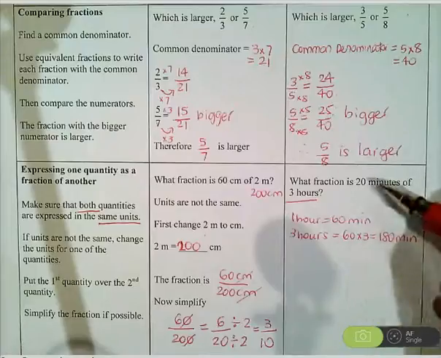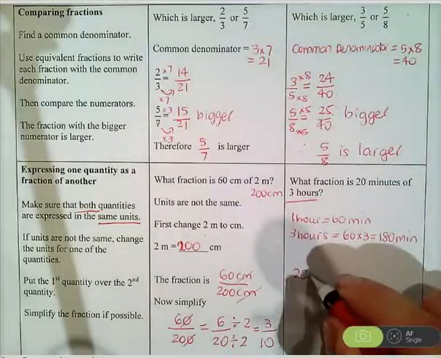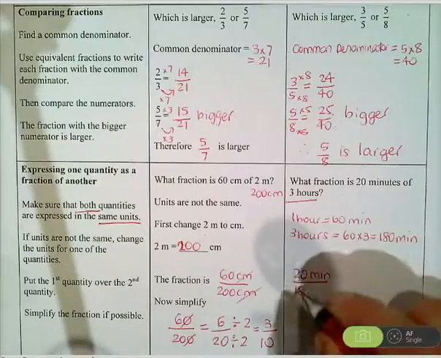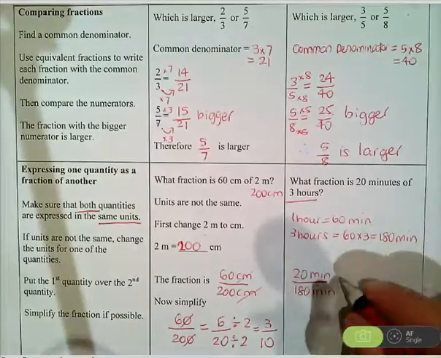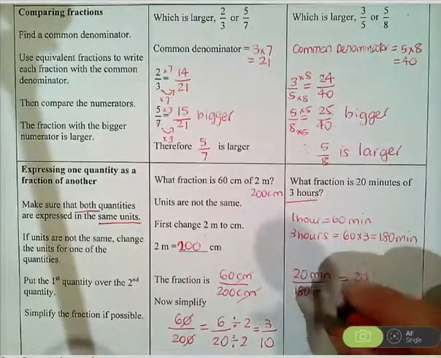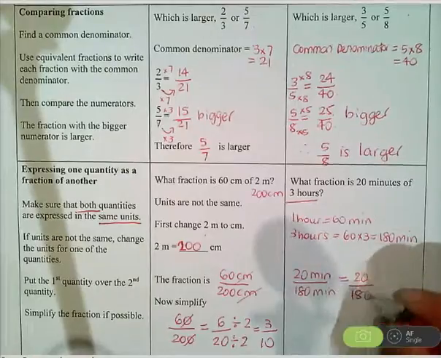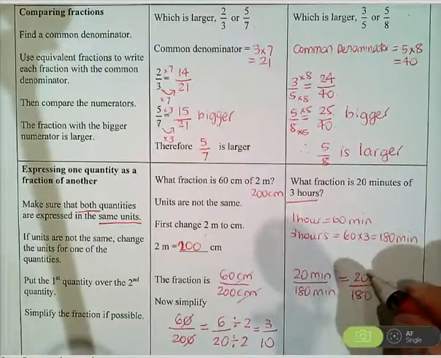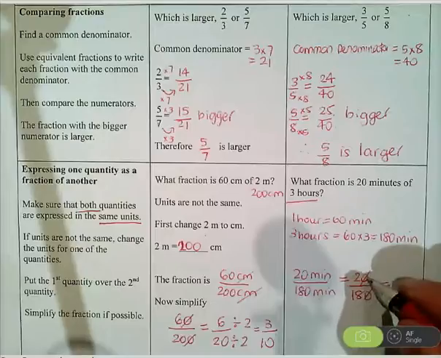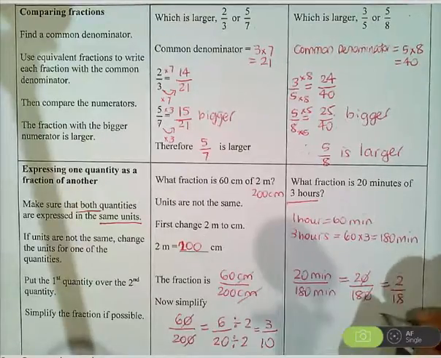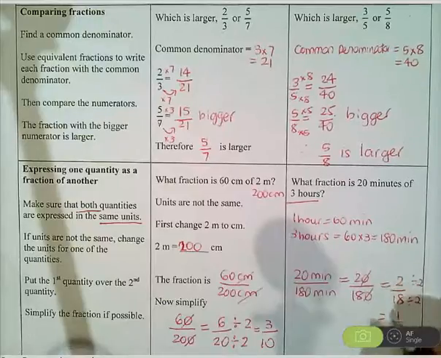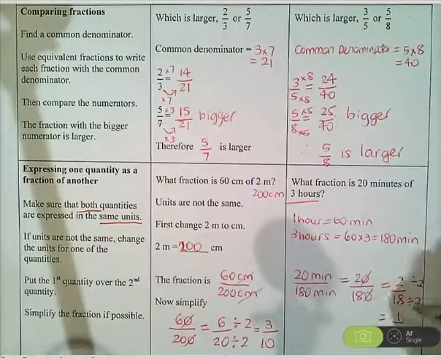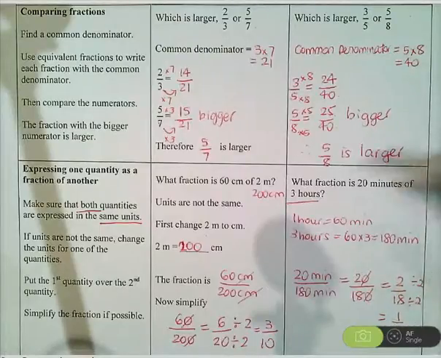And to write one quantity as a fraction of the other, you just put one over the other. So what fraction is 20 minutes of 180 minutes? So the units are the same, so I can cross them off. So 20 minutes over 180 minutes is 20 over 180. Notice they're both whole numbers and we've got zeros on the end of each, so we can cross the zero off from the numerator and the denominator, and that becomes 2 over 18. And notice that both 2 and 18 are even numbers, so we can divide them both by 2, and 2 divided by 2 is 1, and 18 divided by 2 is 9. Therefore, 20 minutes is 1/9 of 3 hours.